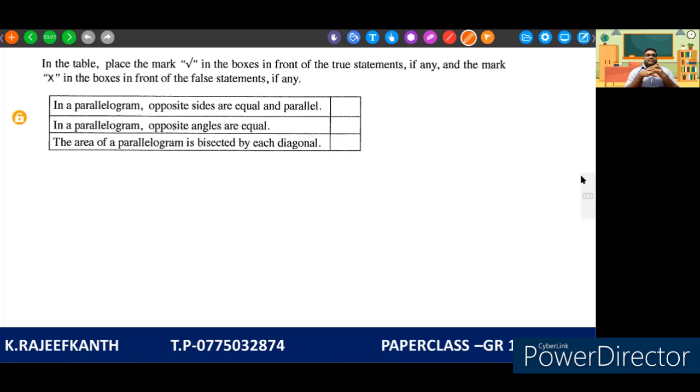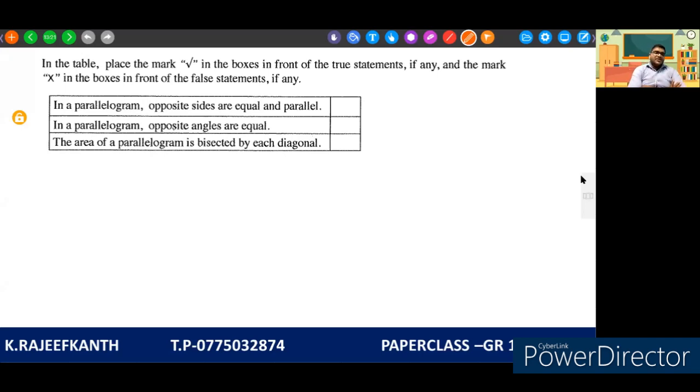In the table, place the mark correct in the boxes in front of the true statements, if any, and the mark wrong in the boxes in front of the false statements, if any. There are 3 statements they have given. If the statement is true, then you have to put the correct mark. If it is false, then you have to put the wrong mark. That's the thing. So you have to read the statements carefully.